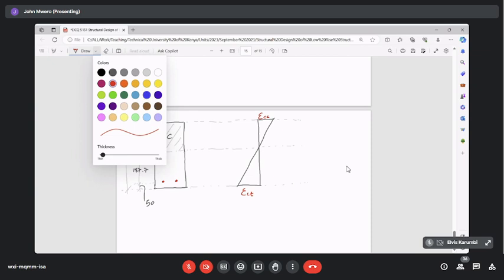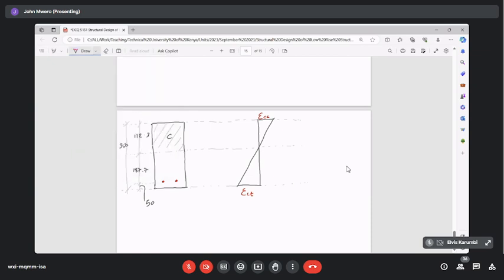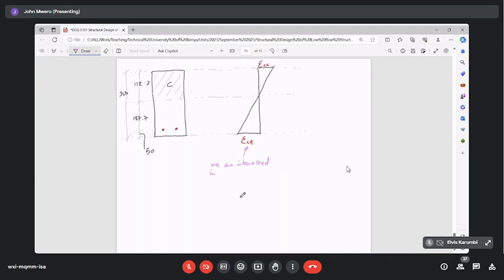I will highlight this one here to say we are interested in how much the concrete strains in tension, because that's what will cause the cracking.